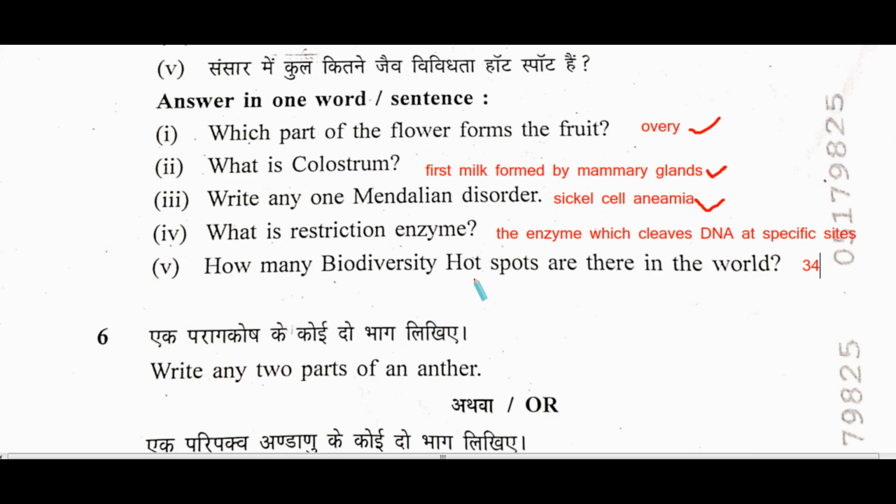How many biodiversity hotspots are there in the world? There are 34. This is Set A, and you can check the answers for the other sets by looking at it. Okay, thank you.